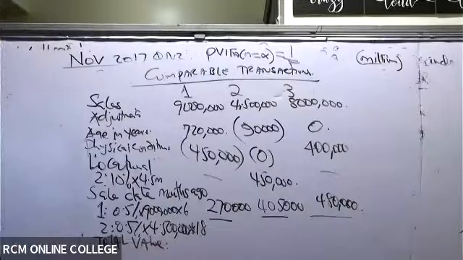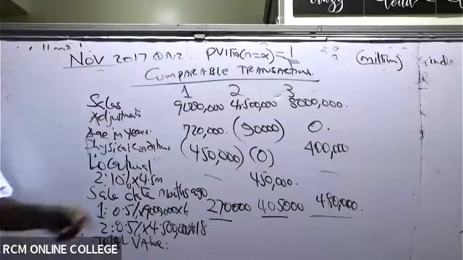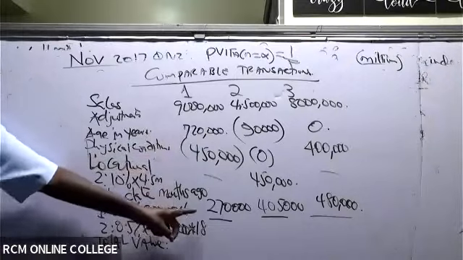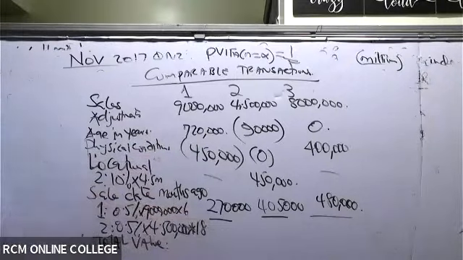Total values. So you go slowly. 9 million plus 720 minus 450 plus 2.7 plus 270,000. Give me the total values.